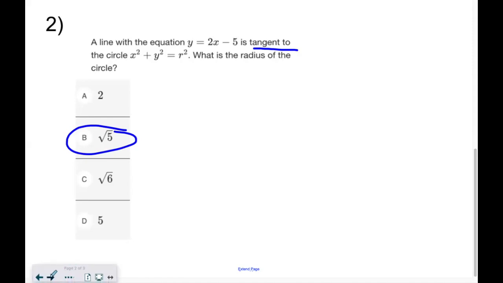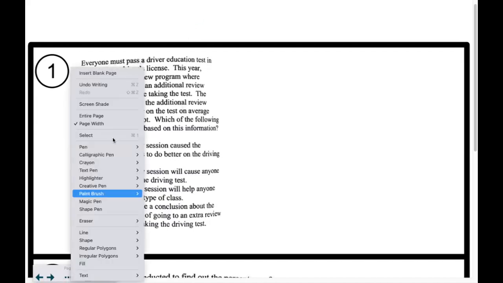Okay, let's move on to tonight's lesson, where we're going to do a lot of reviewing or maybe teaching of some statistical concepts that they like to ask on the SAT. So we've got everybody has to pass this driver's test. They offered a new program where the students could attend an additional review. Those that attended additional review scored higher. And the thing is, the students had a choice.